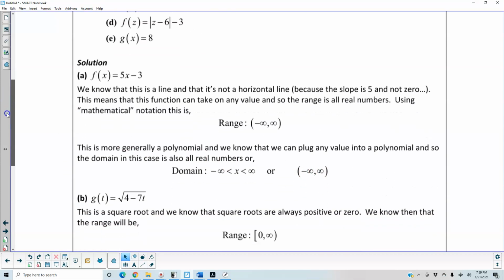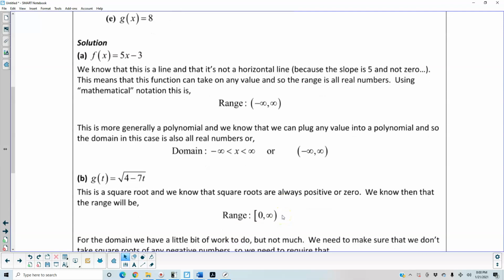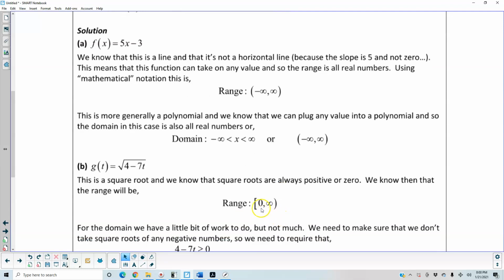Let's take a look at the next example, part B. g of t is equal to the square root of 4 minus 7t. This is a square root, and we know that square roots are always positive or 0. We know then that the range will go from 0 to infinity.